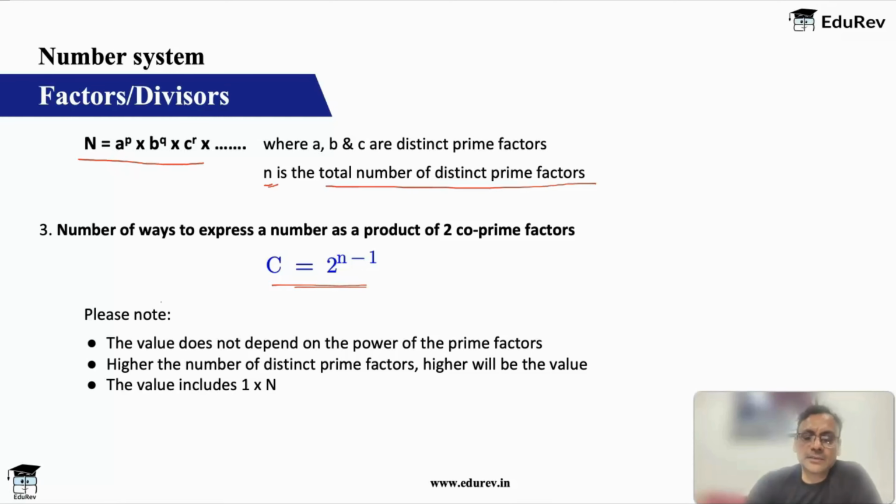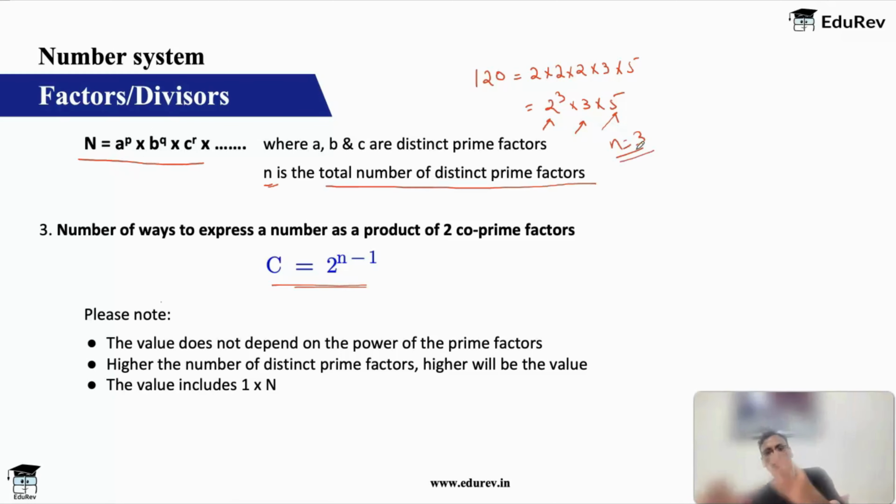Let's say I take the number 120. Okay, 120 is equal to what? 2 into 60, 2 into 30, 2 into 15, and then 3, and then 5. So it will be written as 2 cube into 3 into 5. Here I have 2, I have 3, and I have 5. So n is equal to 3 in this case.